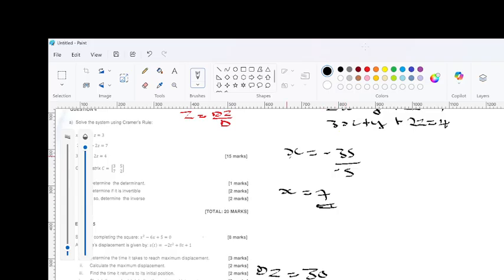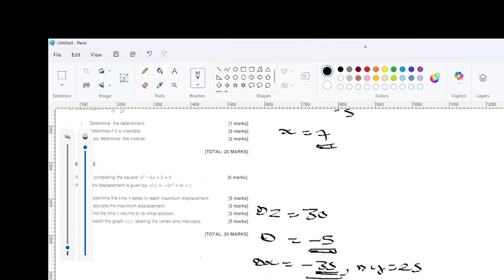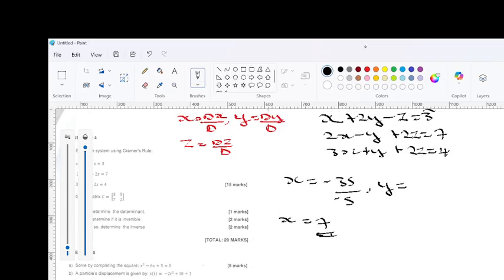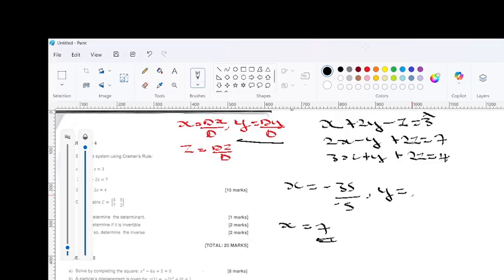Okay, we move to y. So y is equal to dy over the determinant. What is our dy? It is 25. Remember, this is the formula that we're following here for y. So dy there is 25, over the determinant, which is -5. So y is equal to, what is 25 divided by -5? That is -5. Okay, so this becomes our value of y. So let's go to z.